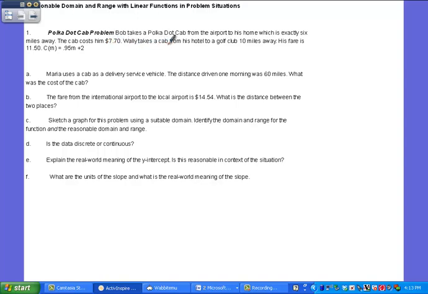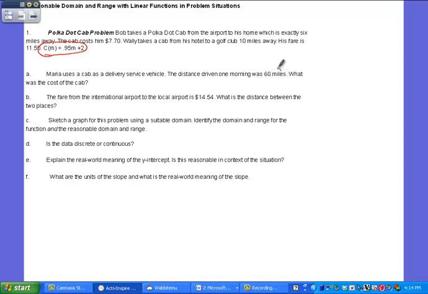And Wally takes a cab from his hotel to the golf club, which is only 10 miles away. And it says that his price is $11.50. So what we have here is the equation that we were using to base all of this off of. It tells us that Maria uses a cab as a delivery service vehicle, and the distance that's driven one morning is 60 miles. So what's going to be the cost of the cab?